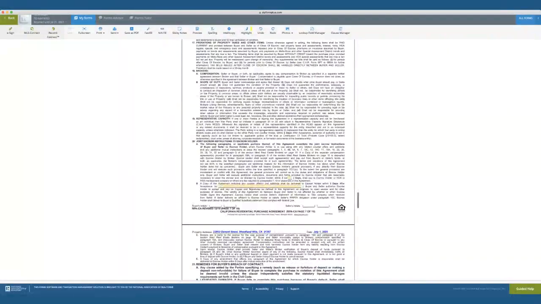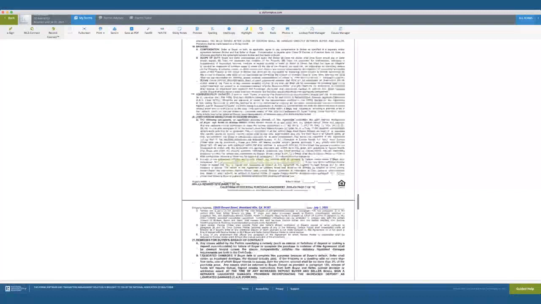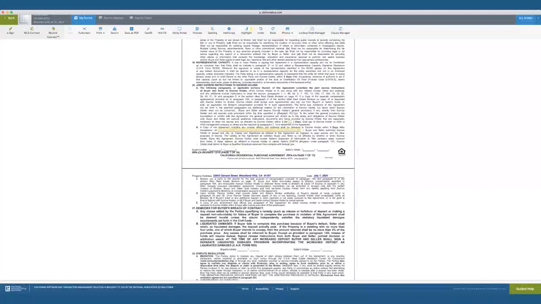Representative capacity. A lot of times properties are either sold or bought as an entity, an LLC, a corporation, or a trust. An entity can't sign an agreement. That has to be signed by an individual as a representative of that entity. So if that is the case, that has to be notated, and there's a place to do so, and a separate form has to be filled out. This is basically saying that escrow is going to take all of these and put together escrow instructions.